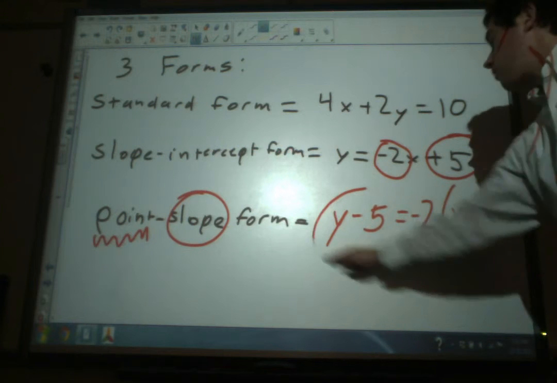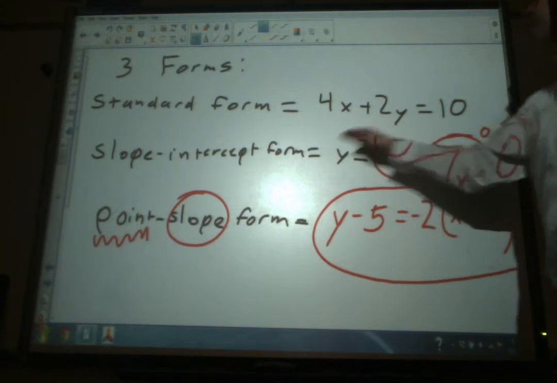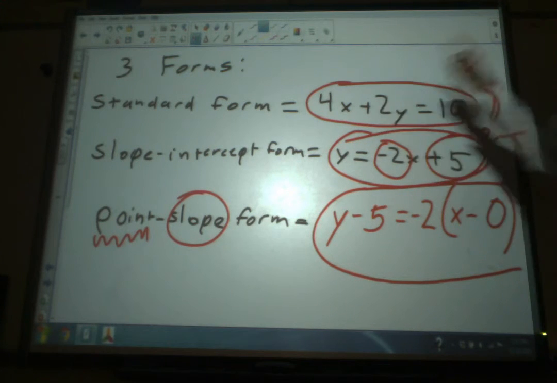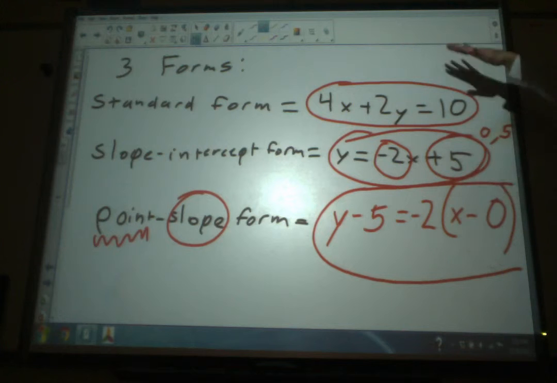And there we go. Now we have the same line written in three different forms. Standard form, slope-intercept form, which is y equals mx plus b, and our new one, point-slope form. These all mean the exact same thing. If you graph these out, you'll get the same line 3 times in a row.